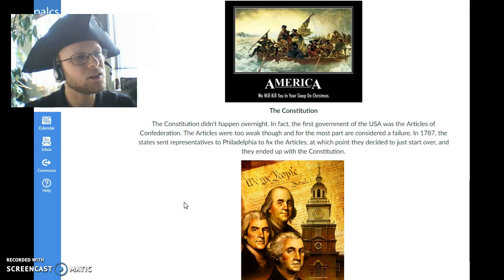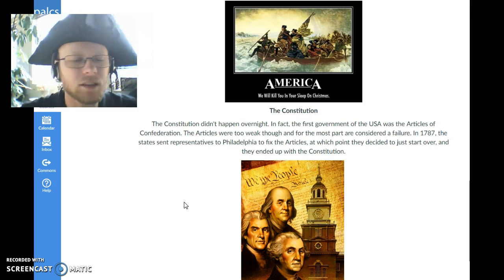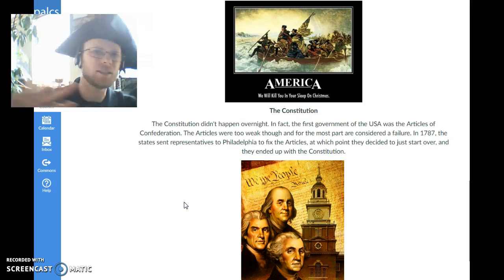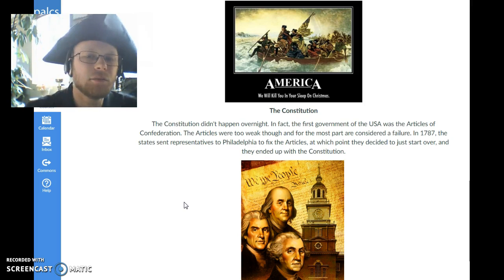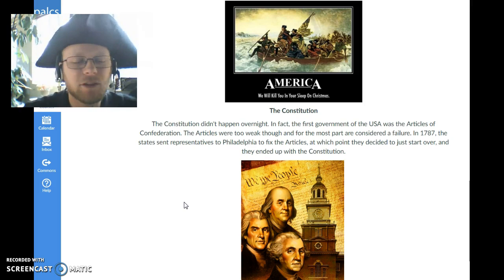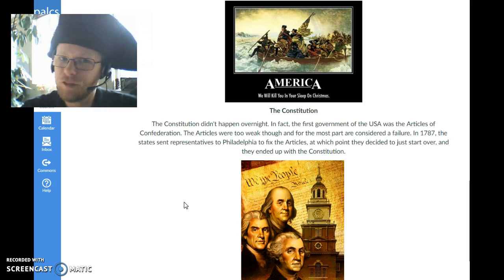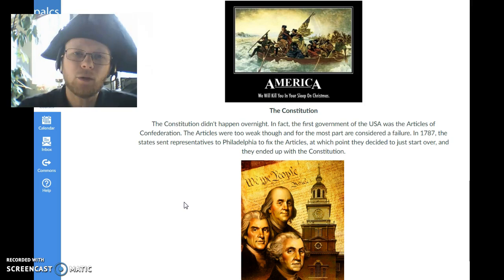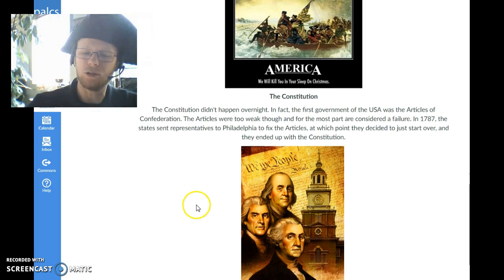It was more like a loose alliance of 13 different countries, the 13 colonies, than it was a single government in control of 13 sub-countries. You think of it that way. At that point, people were still more loyal to their state, be it Georgia or Massachusetts or Pennsylvania, than they were to the country as a whole. In 1787, the states sent representatives to Philadelphia to fix the Articles of Confederation, at which point they decided to scrap the whole Articles, and they ended up writing the Constitution itself.